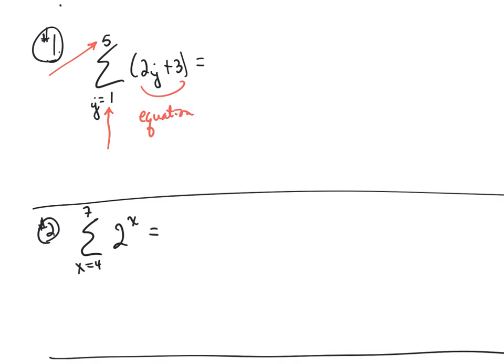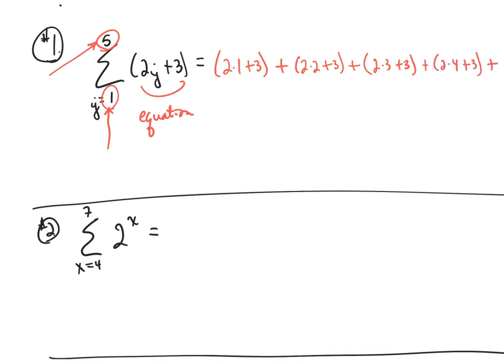So wherever I see a j, what's the first number that goes in? 1. So I'm going to have 2 times 1 plus 3. But instead of using a comma, which we would have with sequences, now we're going to use a plus sign because the Greek letter sigma means add. Now what's the next integer after 1? Well, 2. So the next number we put in is 2, and we keep going until the last number that we put in is a 5. So I have to use a 3, a 4, and a 5.